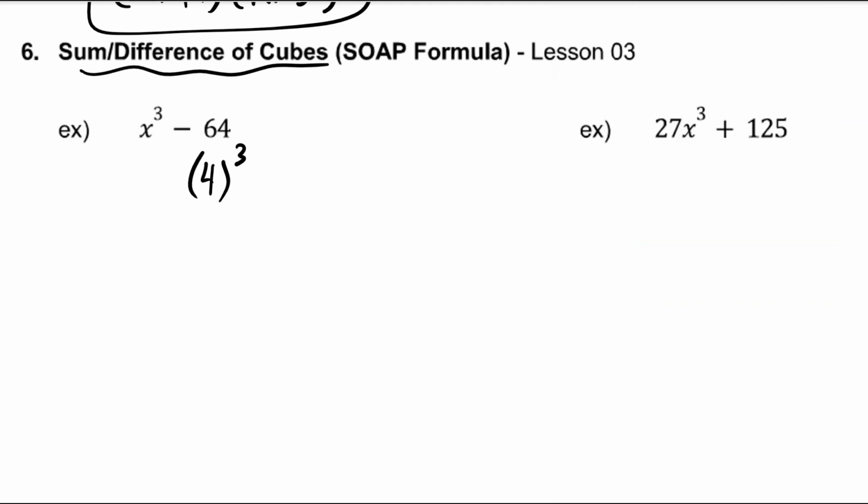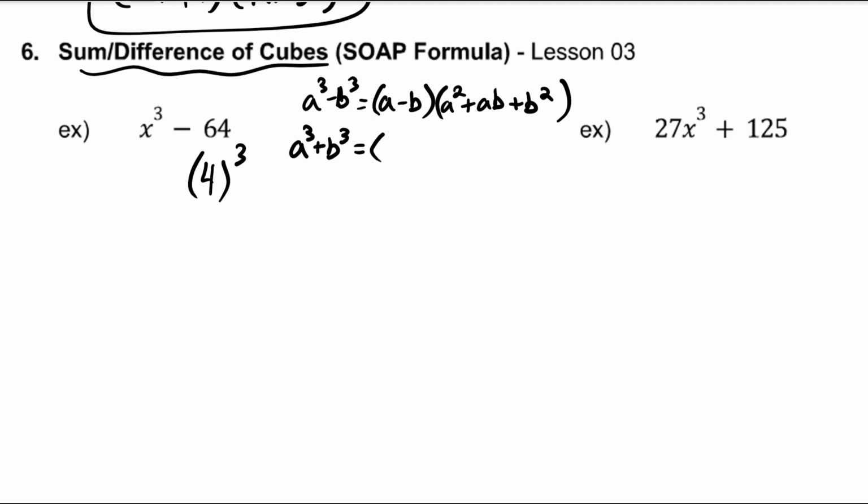So the formula for a difference of cubes is, if I'm subtracting two things cubed, that factors into the first thing minus the second thing, times the first thing squared plus the first thing times the second thing plus the second thing squared. And the sum formula looks pretty similar. It's a cubed plus b cubed equals a plus b times a squared minus ab plus b squared.